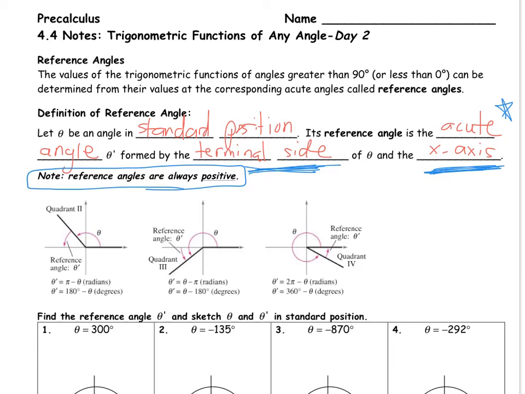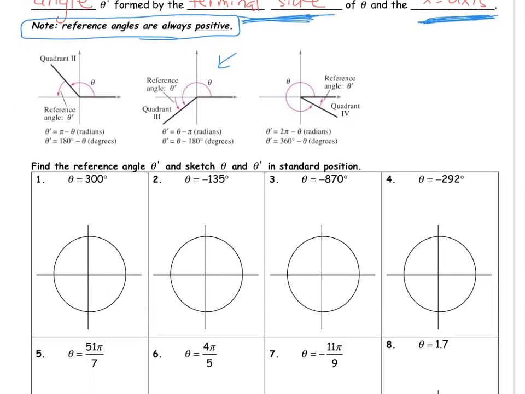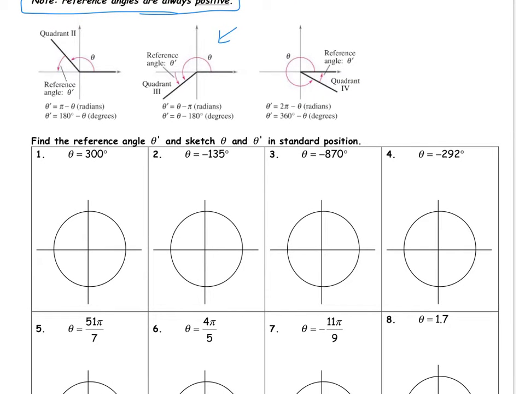Notice that even when, like right here in this second example, the reference angle is underneath the x-axis, we still give it a positive value. That is important. Let's move down, take a look at a couple of these. I'm going to leave those pictures up for us. Find the reference angle, theta prime, and sketch theta and theta prime in standard position.